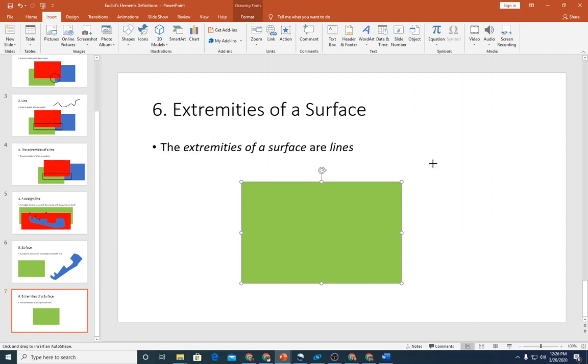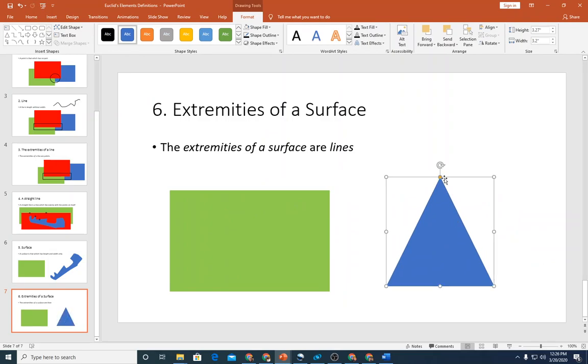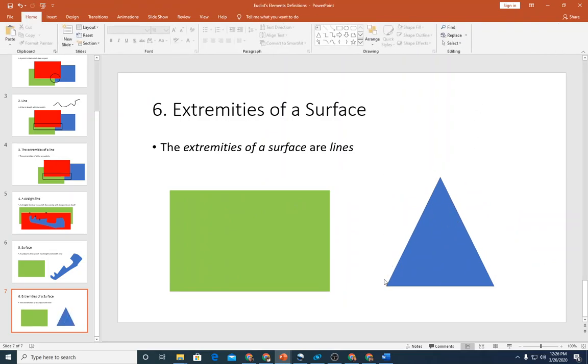So here's a triangle. We're going to see a lot of triangles in the coming days, by the way. Here's a triangle. It's a surface that has 3 extremities. An extremity really is just a border or an end, is what the word extremity means.